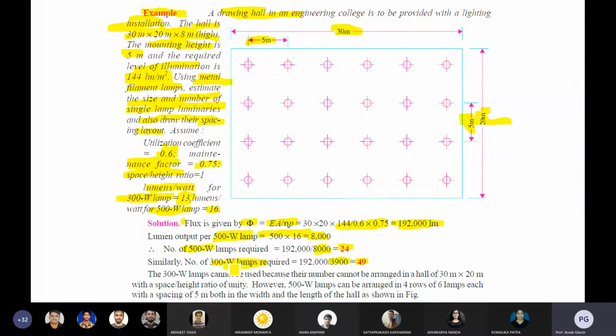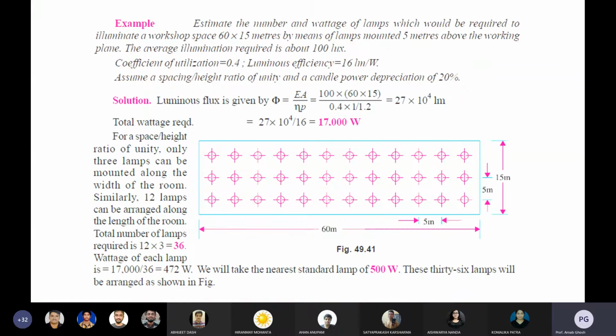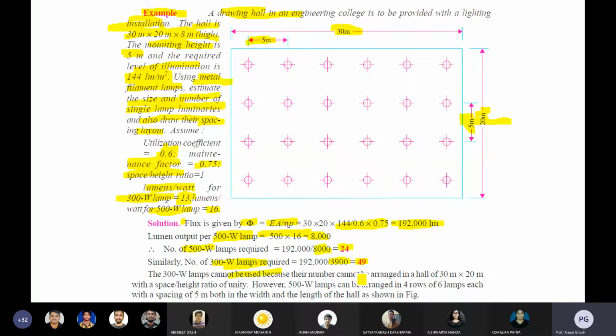Okay, so now what you can do: the 300 watt lamp cannot be used because the number cannot be arranged in the whole 30 meter into 20 meter. Why? Because of the space per height ratio of unity. So for the 500 watt lamp, the lamps should be arranged in 4 rows and 6 lamps per row. So 6 into 4 is 24. But for 49 you can cross check, it is not coming in a perfect manner.